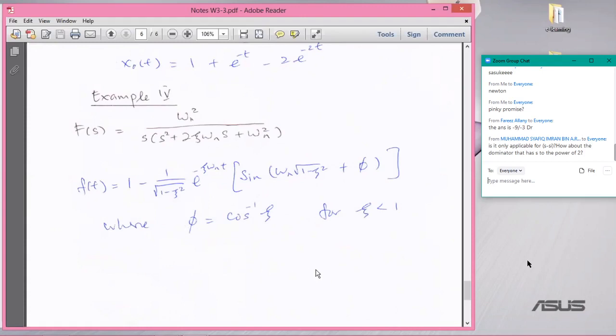Right now, don't make my life difficult. Don't ask too many questions about this second order. I'm not a mathematician. I'm just using the Laplace table to perform this inverse Laplace transformation.